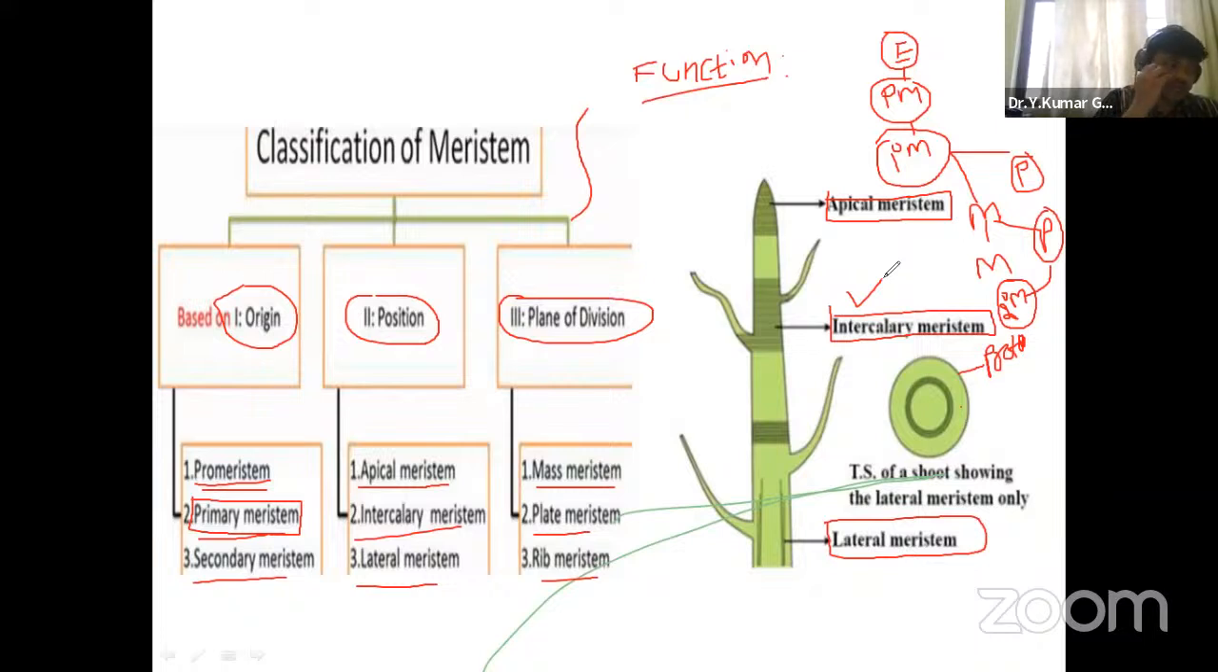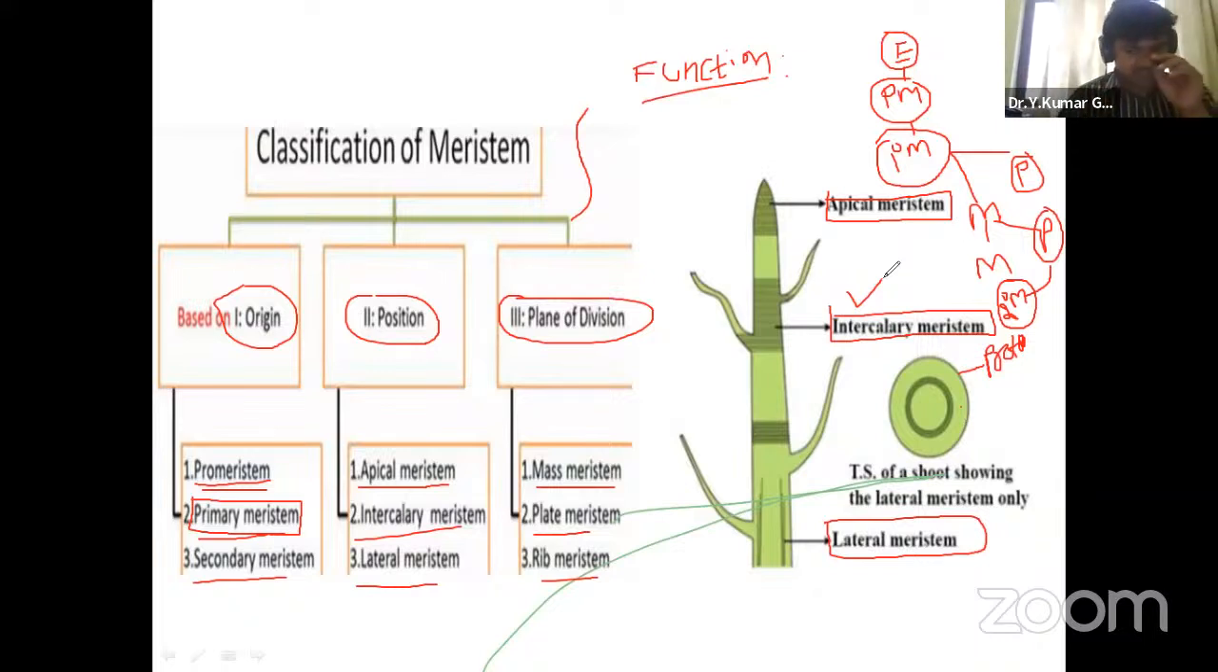This intercalary meristem is present at the base of the leaf in many monocotyledons, and in grasses these meristems play a role in vegetative reproduction. What is the function of meristems? Regeneration and growth. That's why it is easily involved in vegetative reproduction, especially in the grass family.